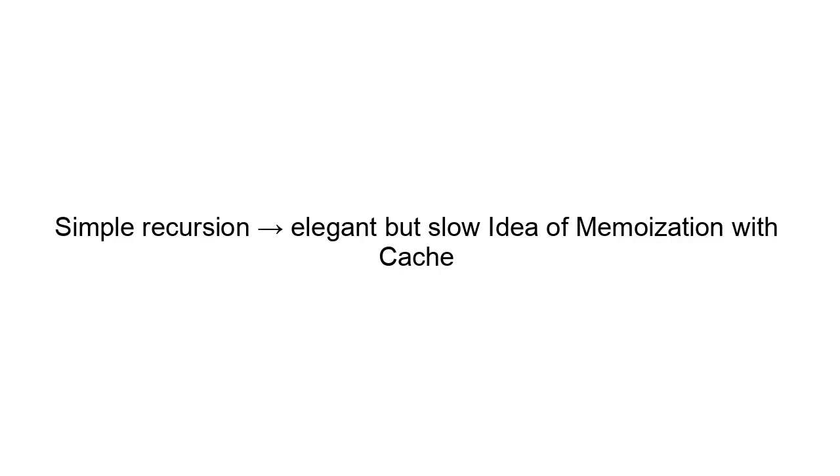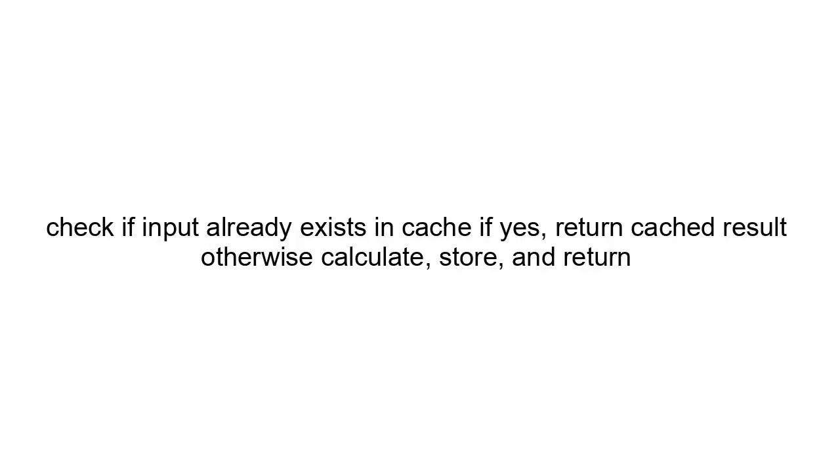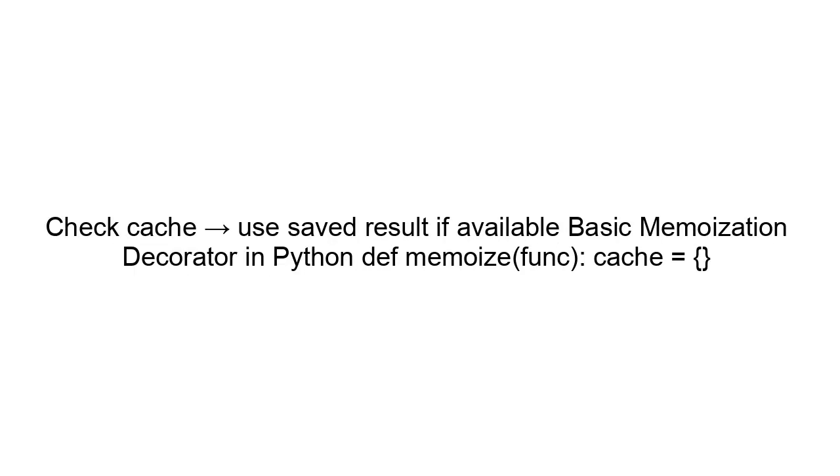Idea of memoization with cache. We use a dictionary to store results. Example: cache = {}. When the function is called, check if the input already exists in the cache. If yes, return the cached result. Otherwise, calculate, store, and return. Example concept: check cache means use saved result if available.